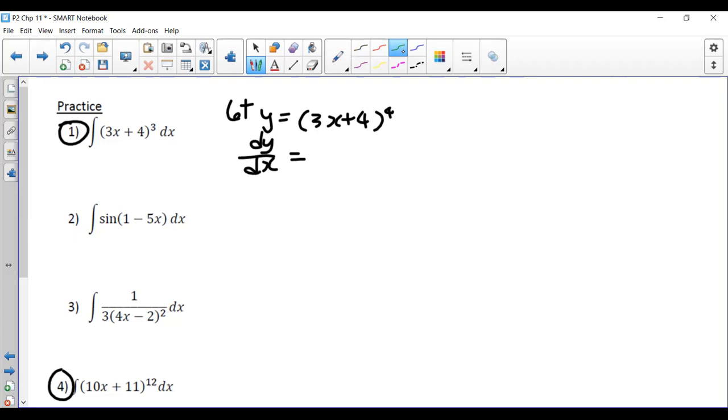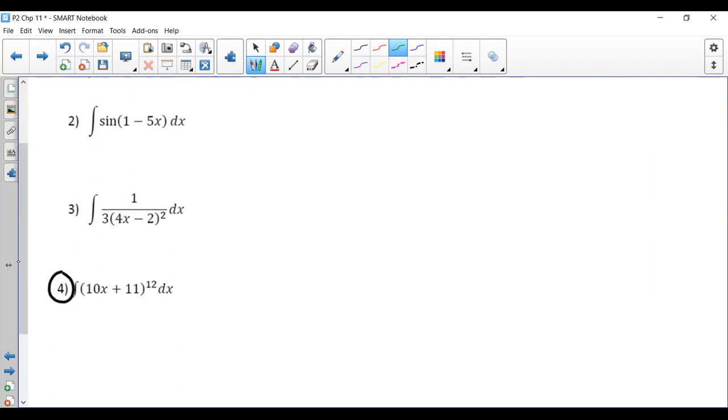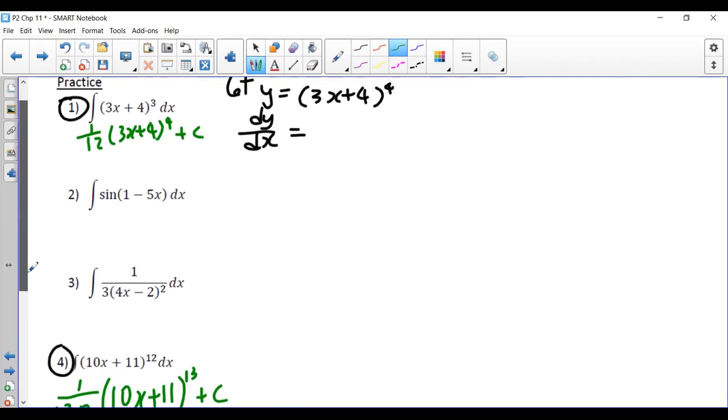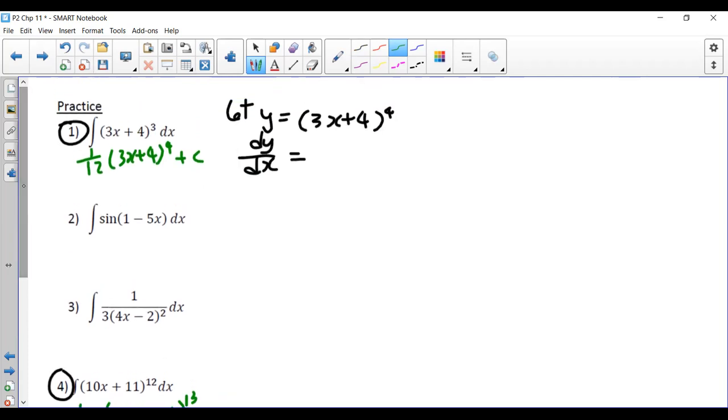So the answer of question 1 is 1/12 of (3x + 4)^4. Don't forget the plus c. And question 4 is 1/130 of (10x + 11)^13 plus c. Okay, if you got it right, well done. You can move on to the next part. So if you don't, let's go through them.